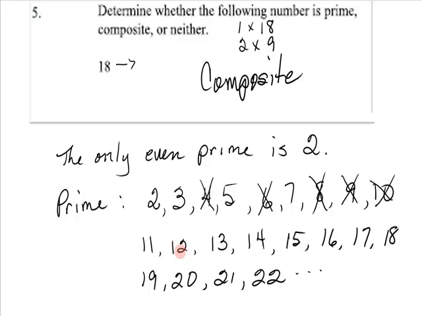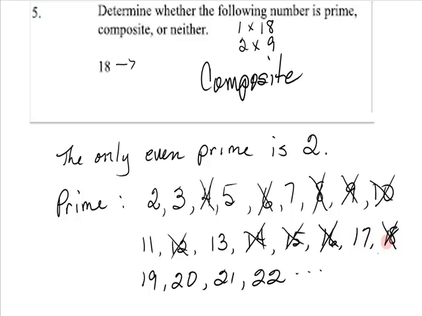12, can you think of any pair of numbers that multiply together to give you 12 other than 12 and 1? Well, yes, it's even, so it's 2 and 6, or it's 3 and 4, so that's not a prime. 13, that's prime. 14, not prime. 15, it's an odd number, but not only is it 1 times 15 to get 15, but it's 3 times 5, so that's a composite. 17, there's no fact other than 1 times 17 that gives you 17.